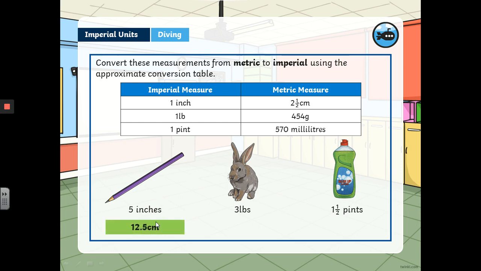So look at this. 5 inches is equal to 12.5 centimeters if you keep this conversion in mind. 3 pounds is 1.362 kgs or 1,362 grams. 1.5 pints is equal to 855 milliliters or 0.855 liters. Now, children, if you convert it just to these measurements, that's also fine.